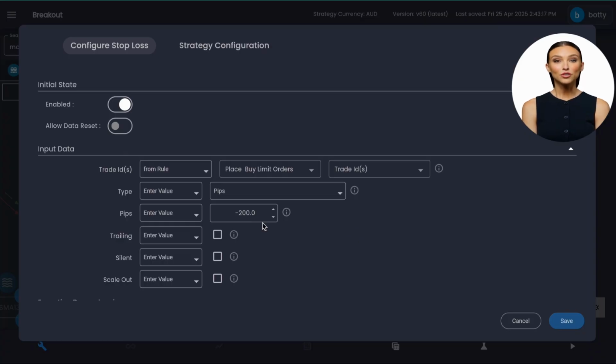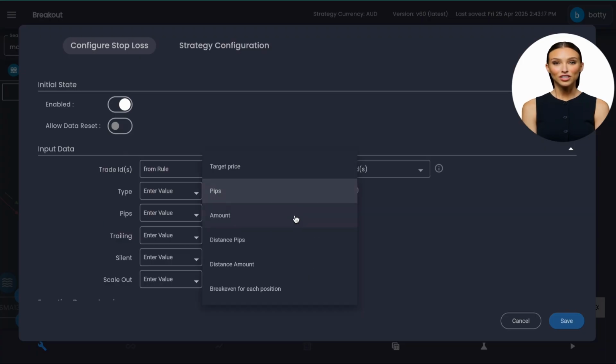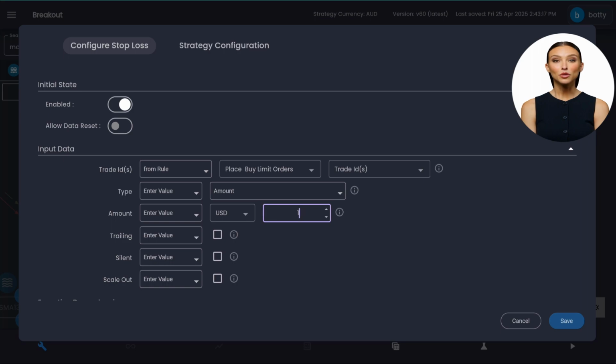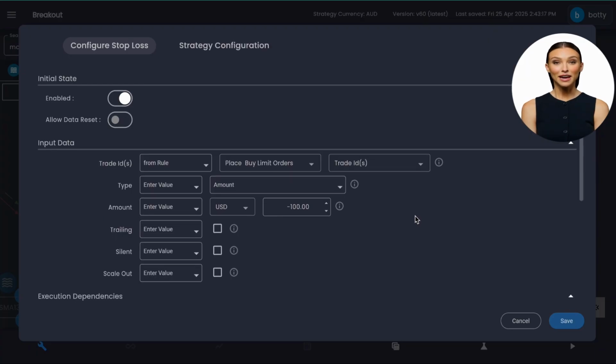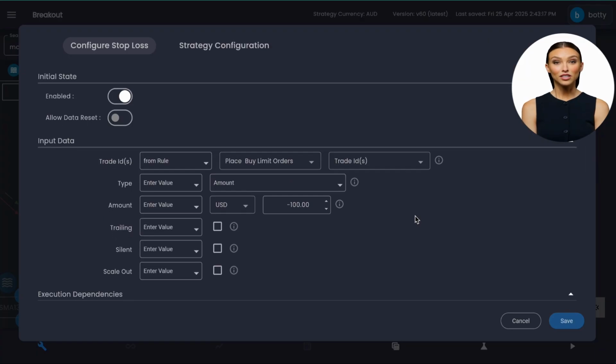If you prefer to manage risk in monetary terms, the amount option lets you specify exactly how much you're willing to risk, either in the strategy's default currency or in the symbol's quote currency. The number of pips and stop-loss price will be calculated to match that risk amount, taking into account your trade quantity. Again, the amount will be negative if the stop-loss closes the position at a loss, and positive if the position is closed in profit.